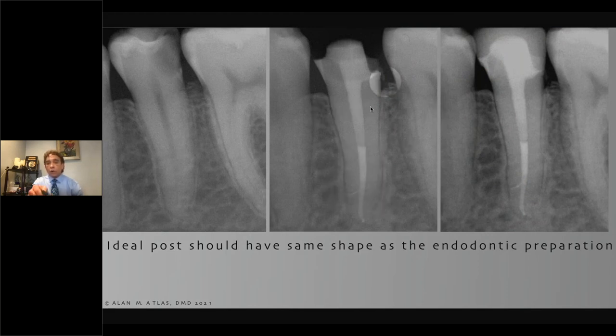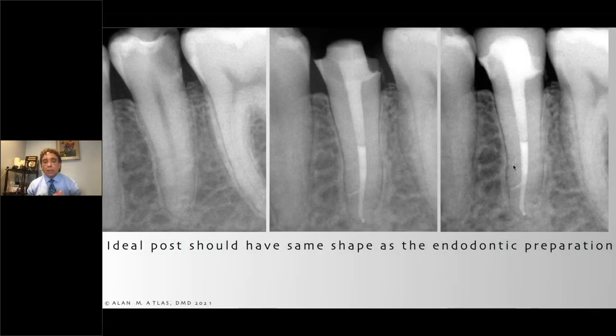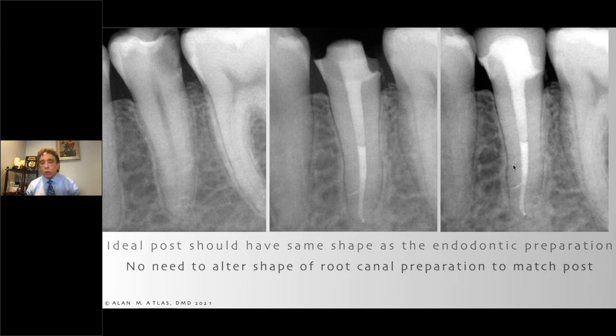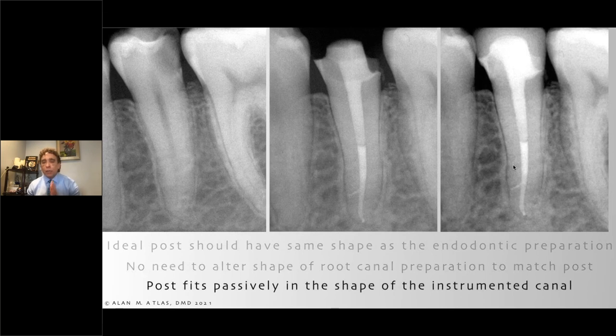I don't have to go as far down. I have a good ferrule here. Everything is placed. The ideal post matches the same shape as the endodontic preparation. No need to alter the shape of the canal to match the post. The post fits passively in the shape of the instrumented canal.